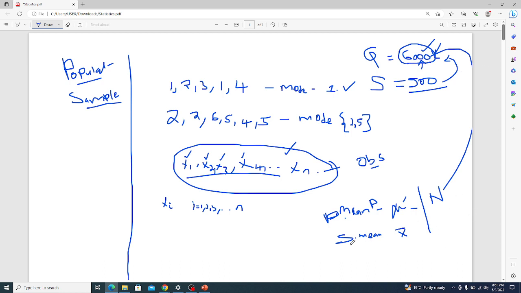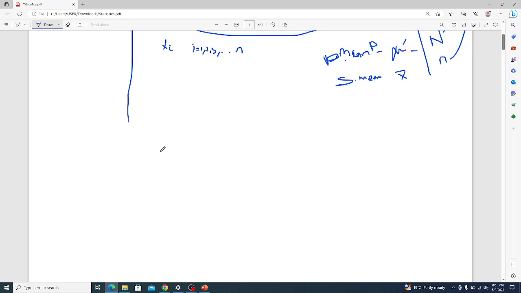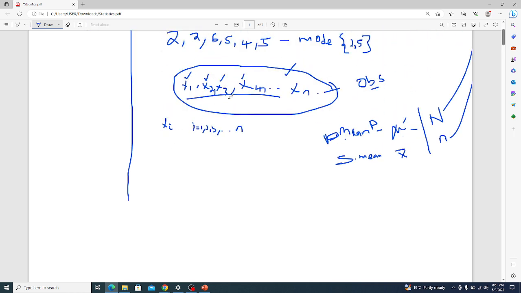Then we have sample size, it is denoted by n. And here our sample size is 500. Take note of that. So I'm going to give an example. Let's assume we have these values.